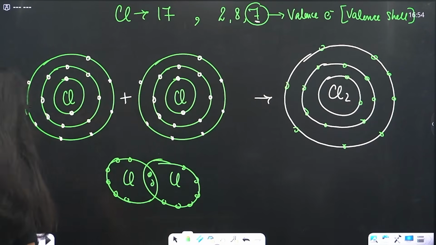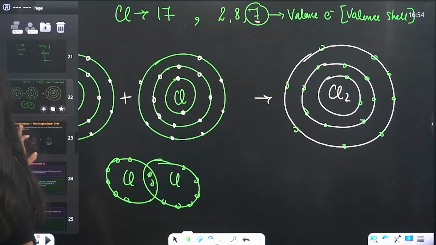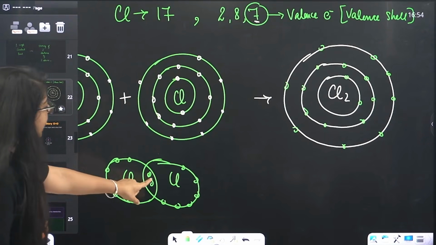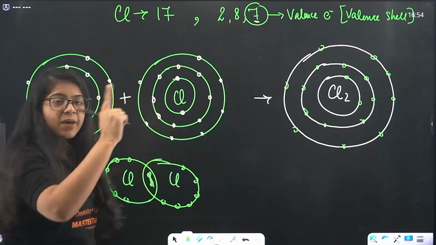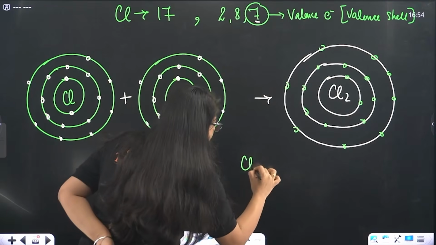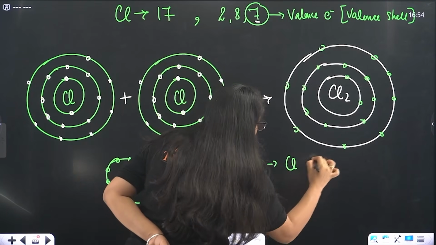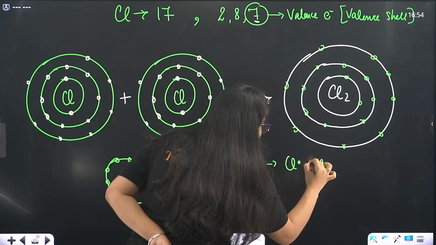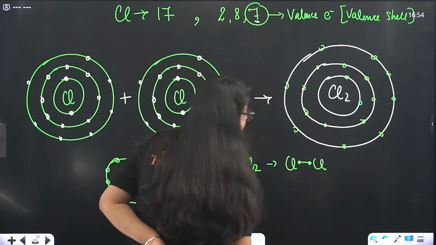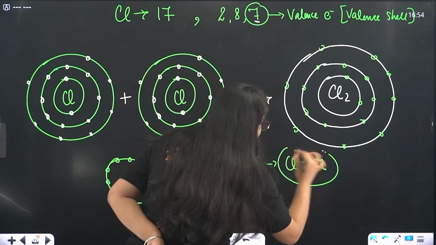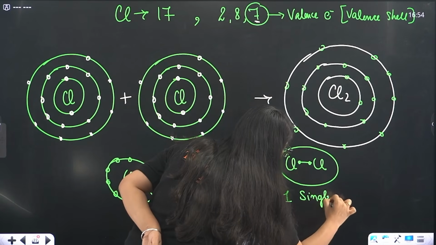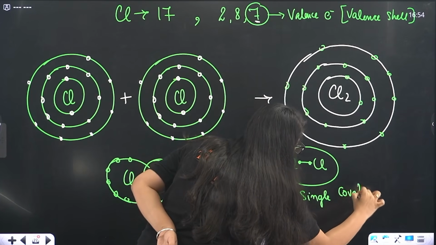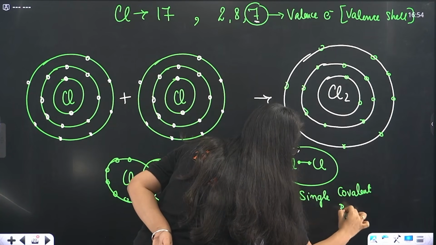Great. Let's move on to the next thing, beta. Now see, again this has a single bond. 2 electrons are there, right? A single pair of electrons is there. So Cl2 will have a single covalent bond. 1 electron of this chlorine, 1 electron of this chlorine, they make a single bond. So they have one single covalent bond. Done.